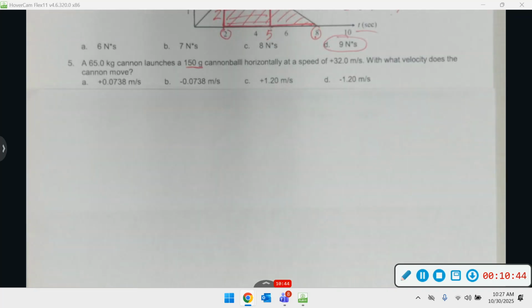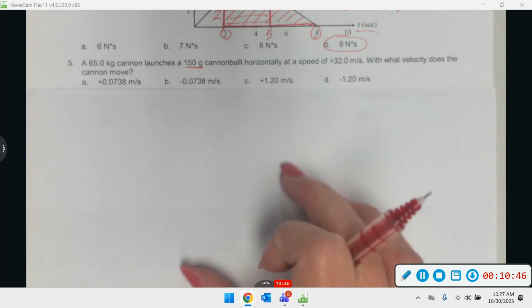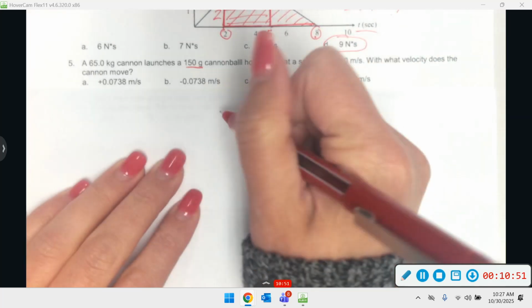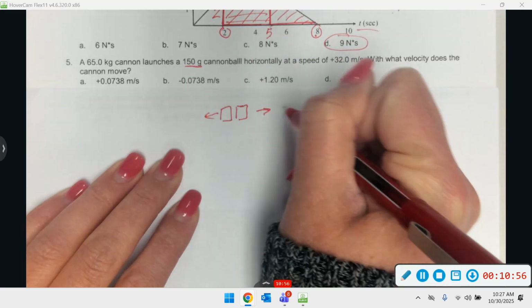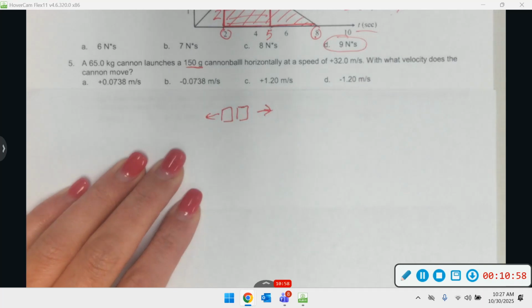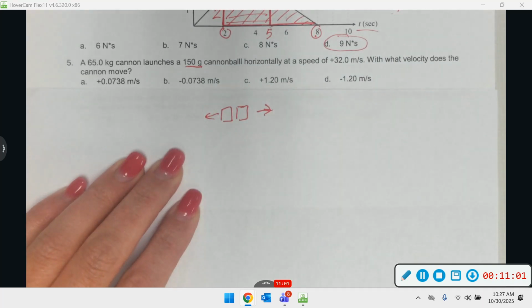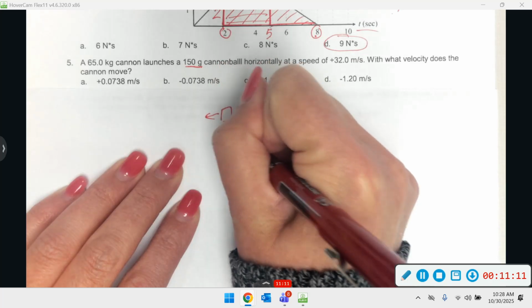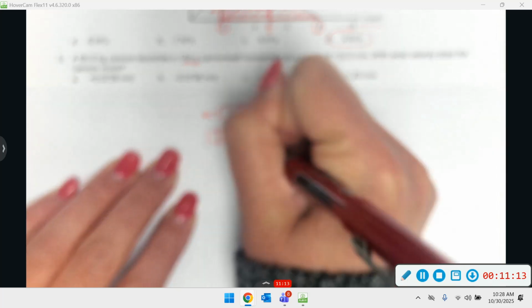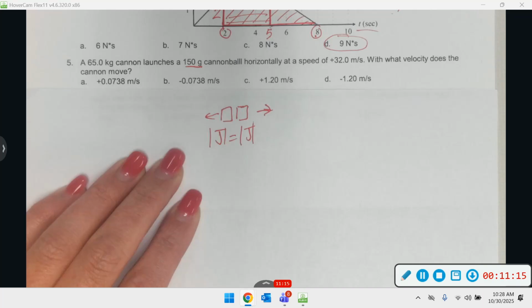All right, we're looking for the velocity that the cannon moves. So we have a scenario here with a cannon and a cannonball, and they're going to end up moving in opposite directions after this explosion that happens between the two. Okay, we've looked at examples like this before. I know that in any collision or explosion, this is going to count the same way. I know that the impulses are going to be equal in magnitude. Okay, so I know that the amount of impulse here equals the amount of impulse there.